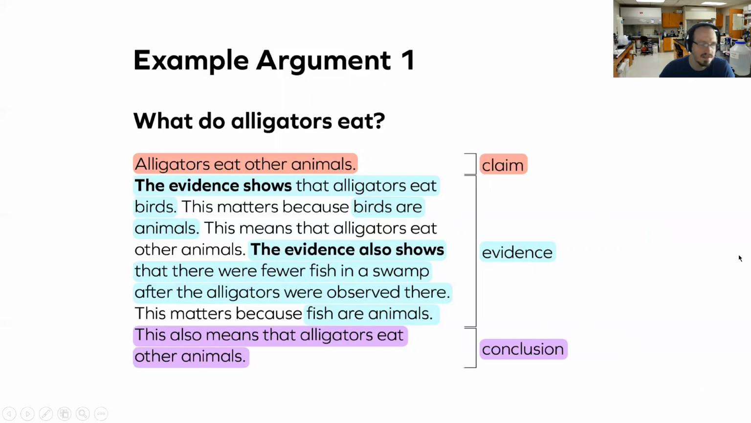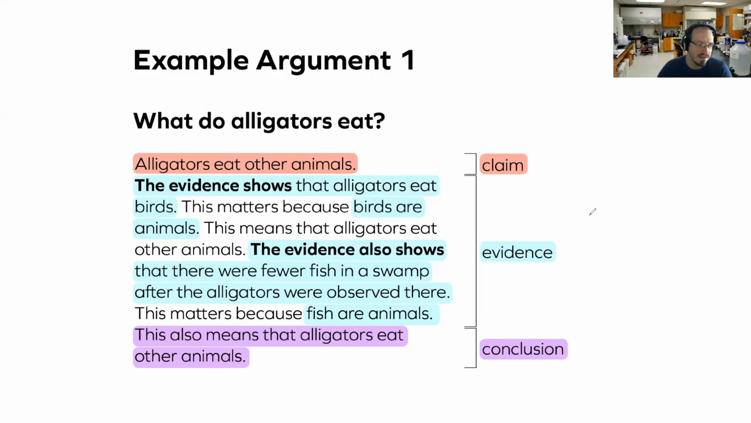So notice that the argument doesn't just make a claim. So we have our claim here, but it doesn't just do that, right? As with all scientific arguments, the claim is supported by evidence. So this whole section, most of this argument is evidence. And the evidence here comes from the observations of the photograph of the alligator eating a bird, from the information about animals living in swamp environments, and the table about the number of fish in the swamp.